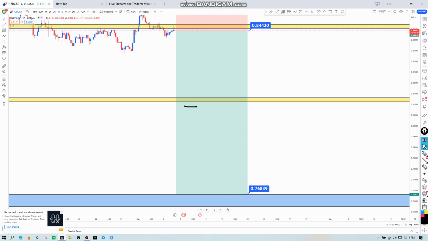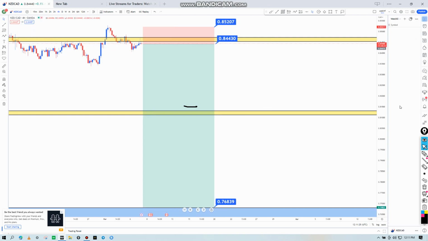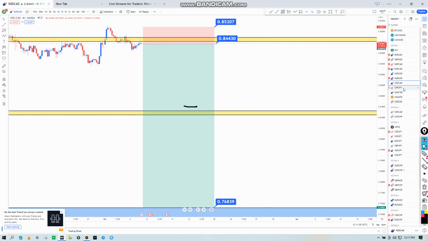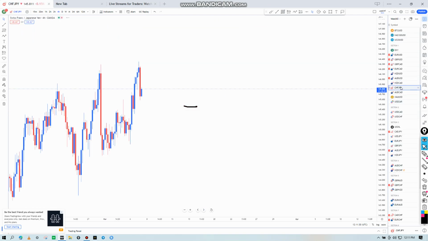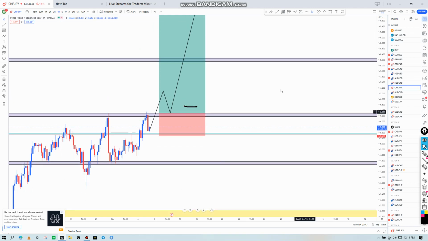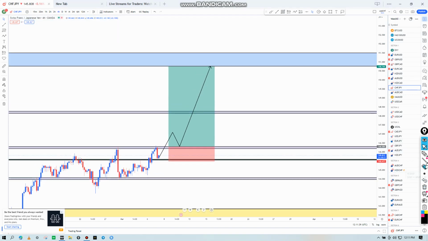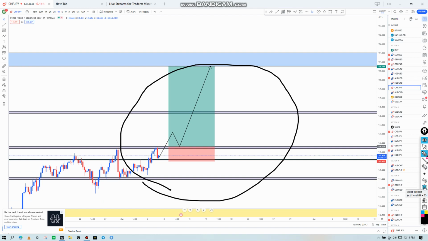Let me move on to the next pair very quickly and analyze it as well. I'm moving on to the next pair on my list, which is CHFJPY. So CHFJPY is going to be the next pair that I'm going to analyze. Take your time and look at how I analyze it and how I come about with this particular entry that you are seeing on your screen. So CHFJPY, this is the entry to the upside.